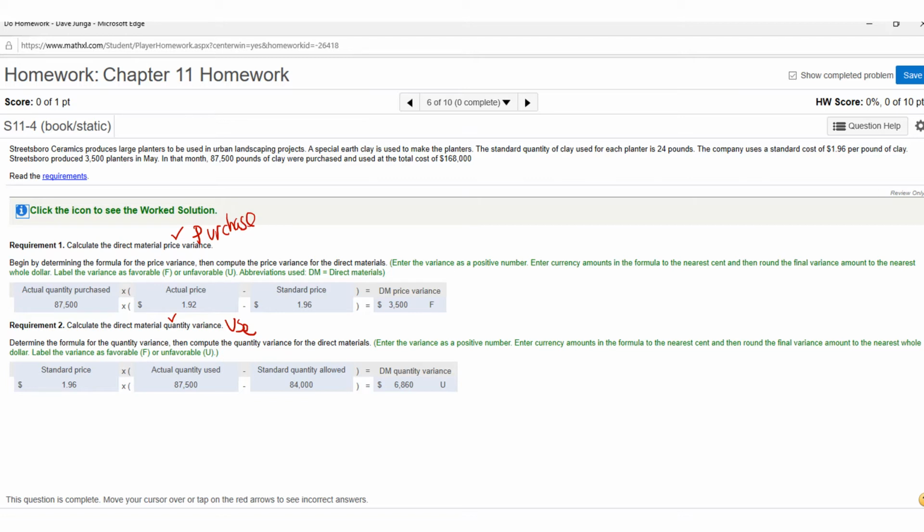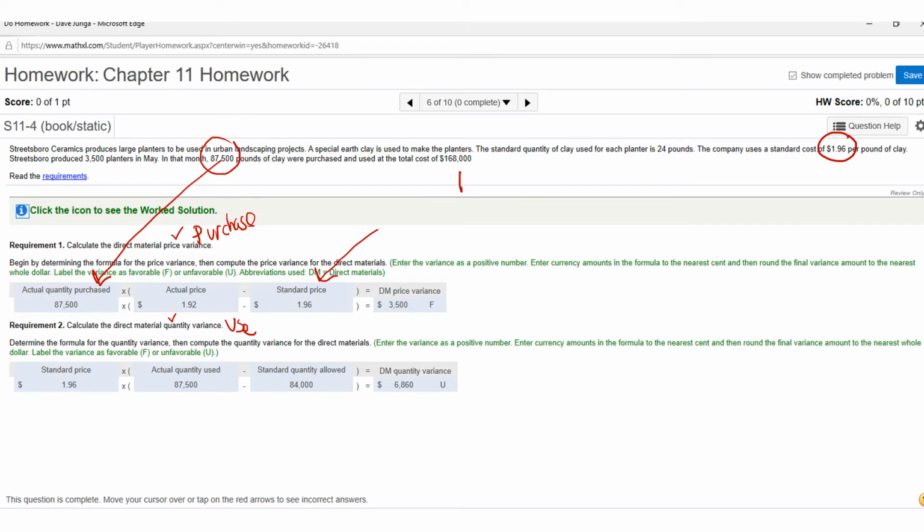So on the price variance, we need what they purchased. I'm going to go to the last sentence: they purchased 87,500 pounds of clay. Notice that's what you're going to use right here in your calculation. And then you're just going to compare what you actually purchased to the price. You get the standard price. The standard price is $1.96. That's where they got that number.